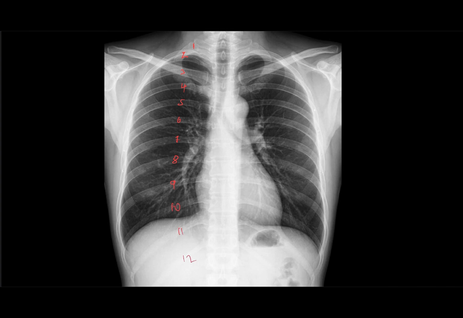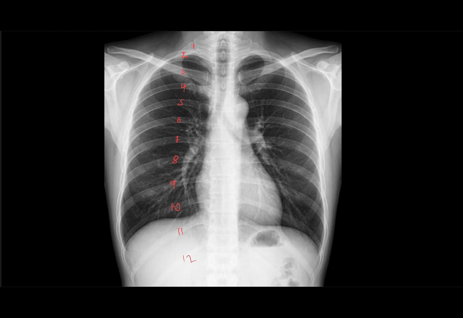Now for the anterior parts of the ribs. This is the first rib. This is the anterior part of the first rib. The second rib. This is the anterior part of the second rib. The third rib. This is the anterior part of the third rib. The fourth rib. This is the anterior part. Fifth, the anterior part, and thereabouts. So that's how you count the ribs. The same rules apply for the left part.